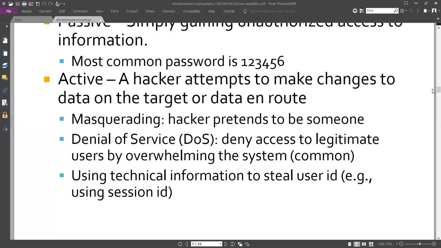Then there is using technical information to steal a user ID, using session IDs. Basically, when you log into a website, you are given a session, and that session has an expiration period, like 9 minutes or 3 minutes. It's good advice for developers who are creating websites or systems to implement timing. And these days, there is a way you can log into your web WhatsApp, or Telegram web.